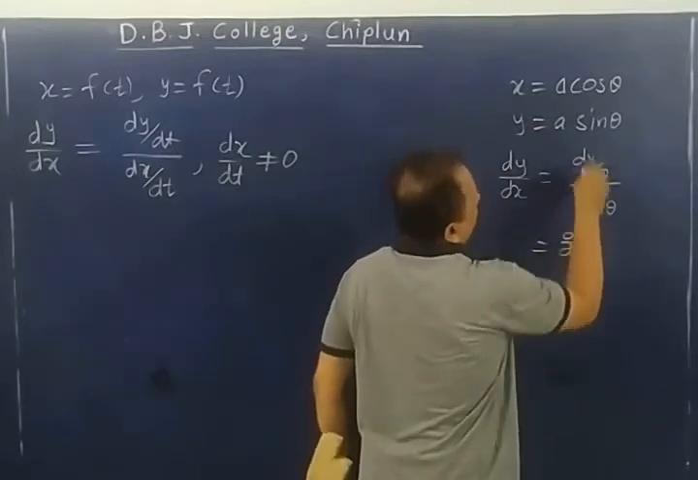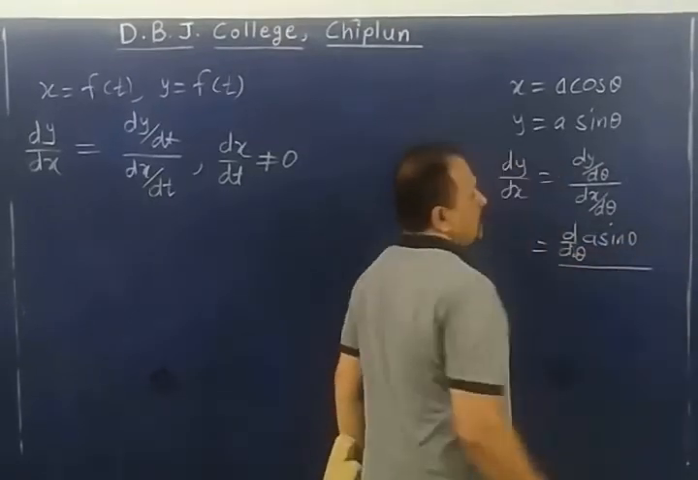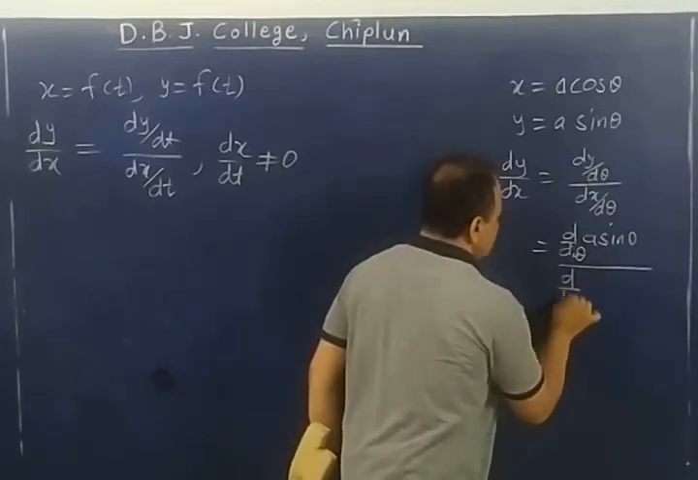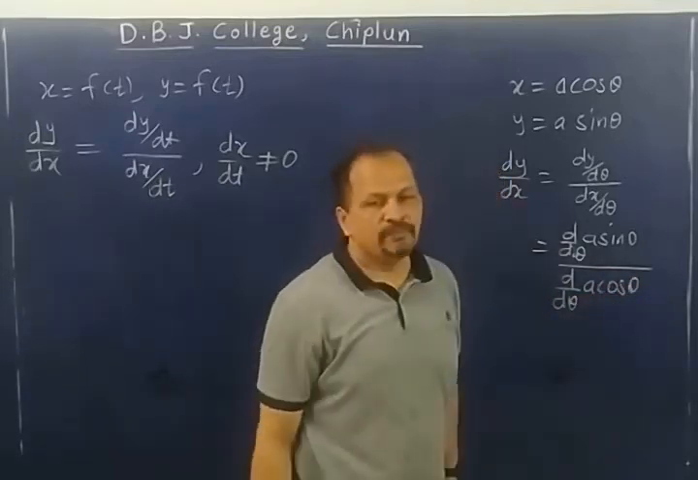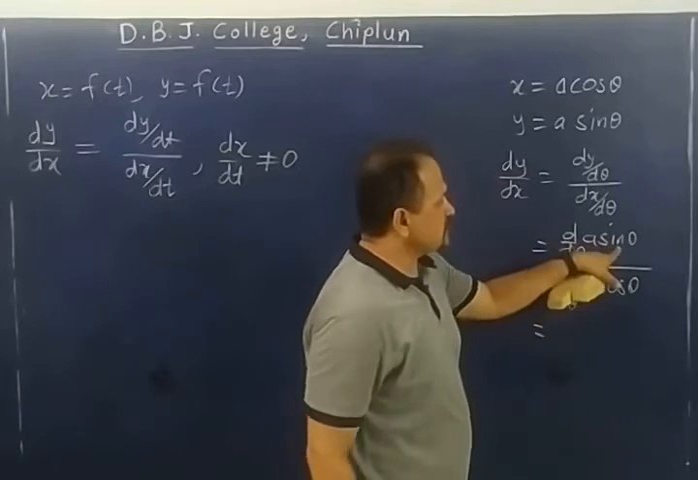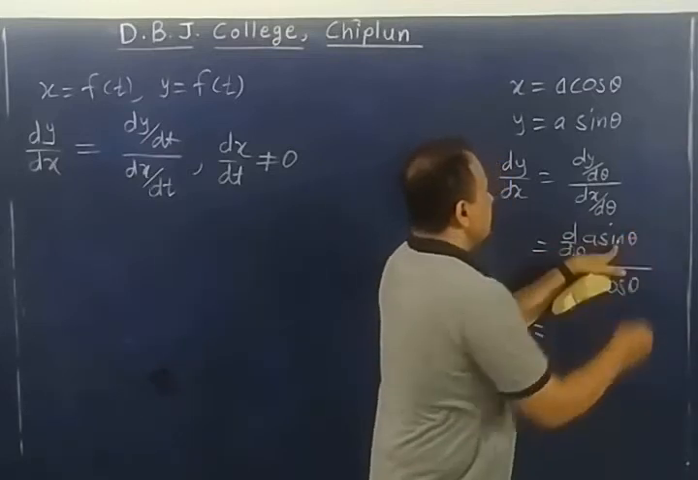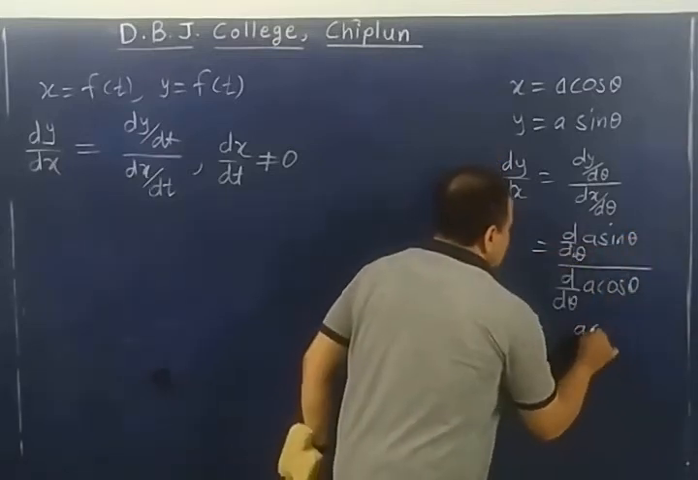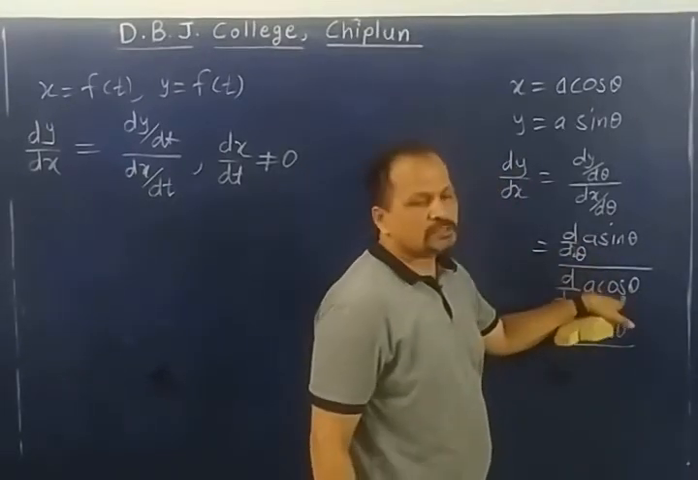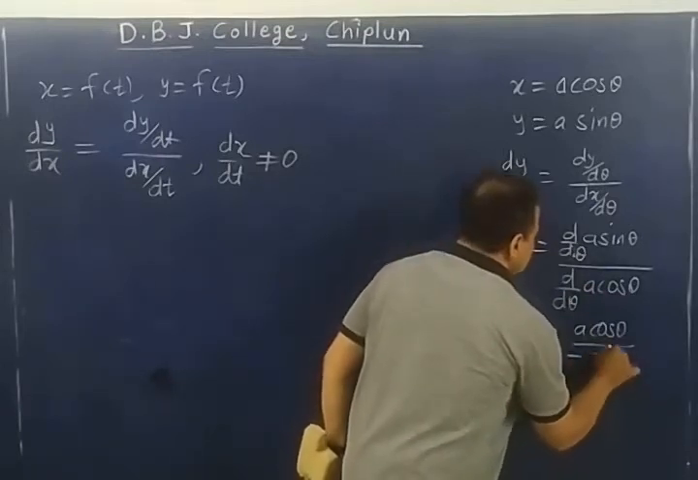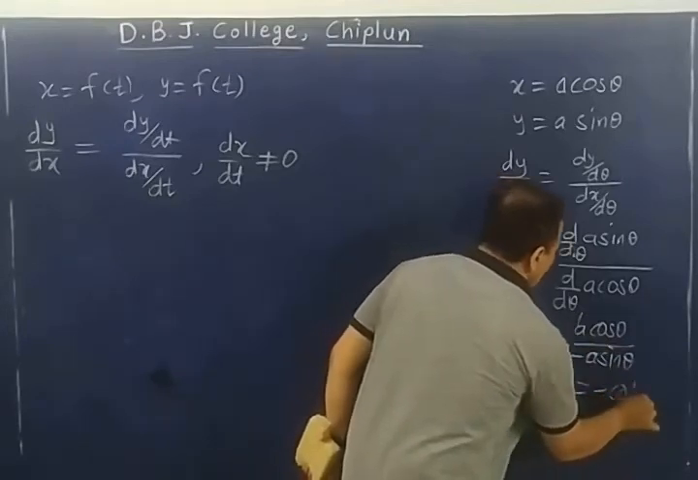Derivative of y, that is a sin theta, with respect to theta, not with respect to x, upon derivative of a cos theta with respect to theta. Now you know that a constant can be taken out of the derivative. Sin theta, its derivative with respect to theta is cos theta. So a cos theta is the derivative of the numerator. Denominator, derivative of a cos theta is minus a sin theta. a cancels and the answer is minus cot theta.